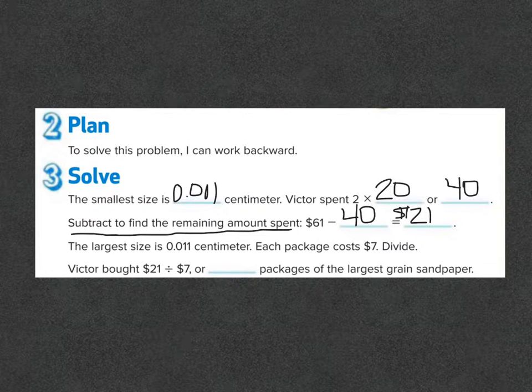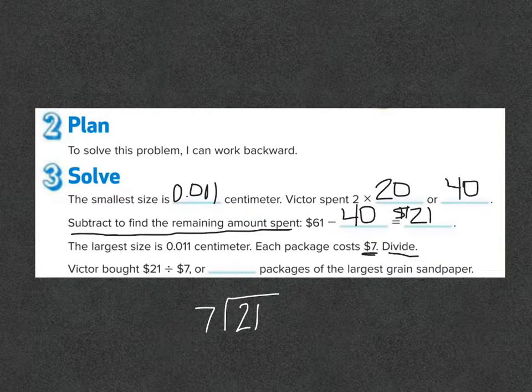Okay, so the largest size is 11/1000ths of a centimeter. Each package costs $7. We need to divide that. All right, so I'm going to do 21 divided by 7, and really that's kind of a fact. We don't really need to write it out like this. I know that 7 times 3 is 21. So he bought 3 packages of the largest grain sandpaper. So there was step 2: we had to plan how we were going to solve it, and then we solve.